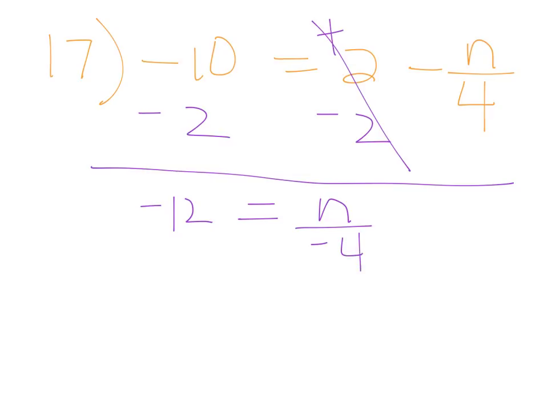I like to take this negative and put it right here on the number. Okay, so that's what I did. Next thing I'm going to do is multiply both sides by negative 4. On the right side, these cancel. I get n is negative 4 times negative 12, positive 48.